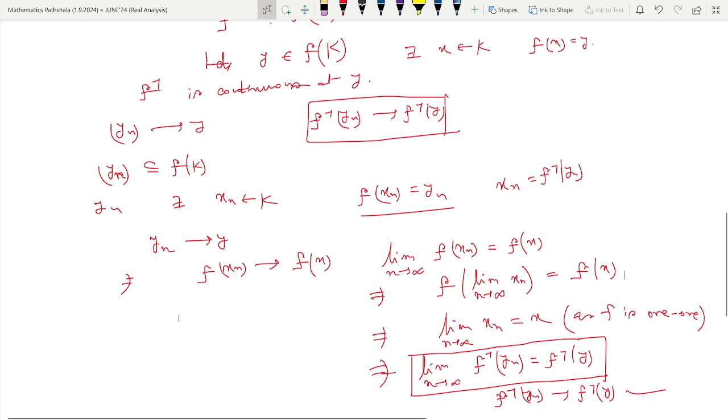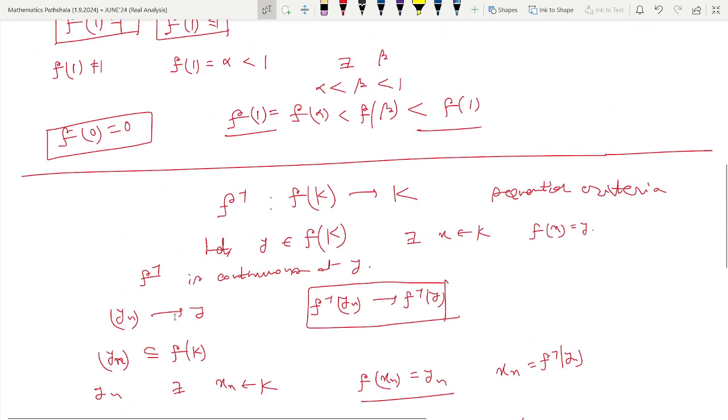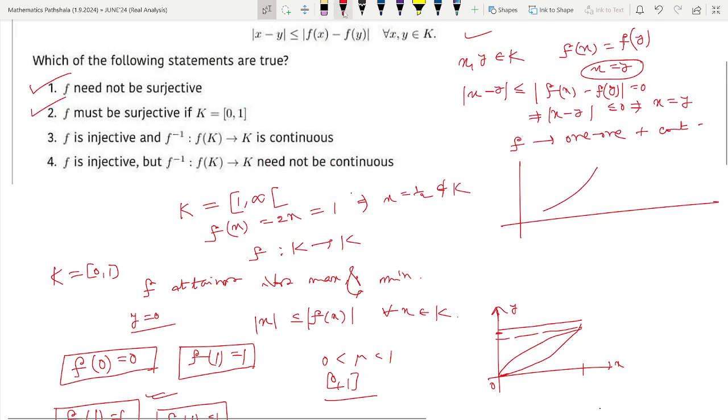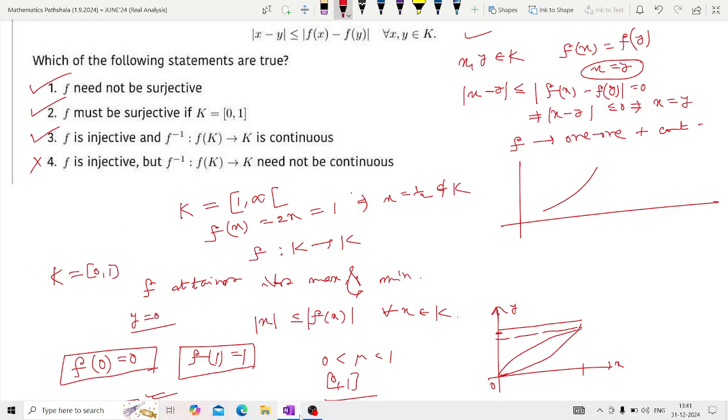So now look at option 3, that f inverse is continuous. F inverse is continuous at y, and y is taken arbitrarily from f(K), so f inverse is continuous on f(K). So option 3 is the correct option. Option 4 says that f is injective, but f inverse from f(K) to K need not be continuous, but here f inverse is continuous, so option 4 is not the correct option. So here options 1 to 3 are the only correct options. This is the solution of this problem. Thanks for watching.